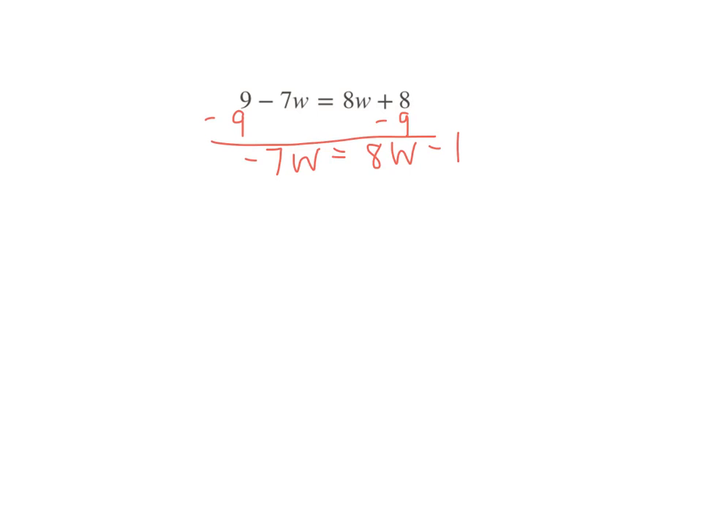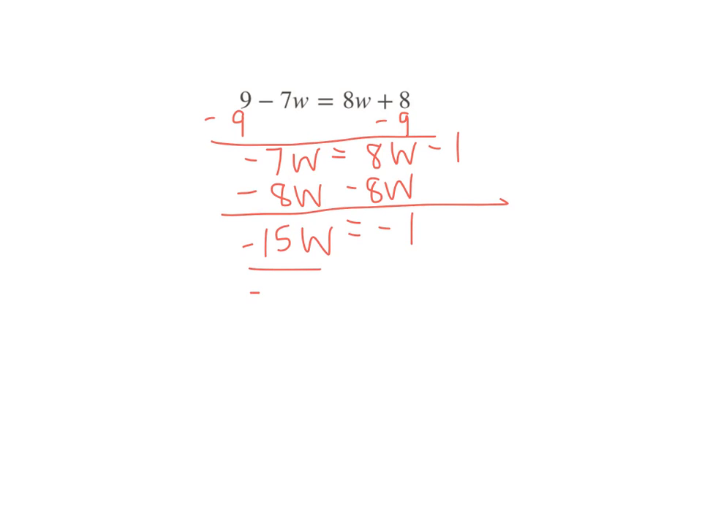And since I started by moving a number first as my first move, my second move needs to be a move related to a variable term. So I'm going to subtract 8w from both sides, and negative 7w plus negative 8w is negative 15w, and that's equal to negative 1. And 15 and w are connected by multiplication, so I'm going to divide both sides by negative 15. Negative divided by a negative is a positive.